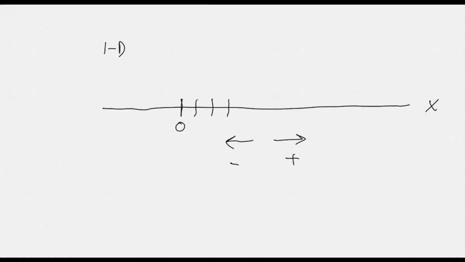So 1, 2, 3, 4, 5. That would be plus 5. And 1, 2, 3, 4, 5. That would be minus 5. Right? And so you could be at different locations. You could be at position +5, you could be at position 0, you could be at position -5.